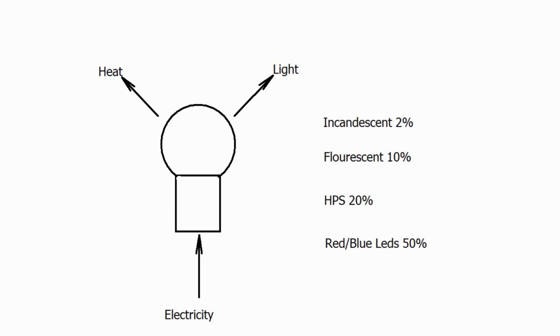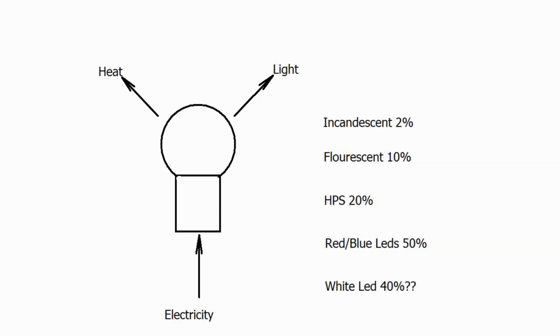So red-blue LEDs, next up, big jump in efficiency. You're looking at 50% roughly. Now, I'm talking about high-quality LEDs. Your Cree, Osram, Philips, ProLight, Citizen, stuff like that. Cheaper LEDs are not nearly as efficient, and I'll show you that later.